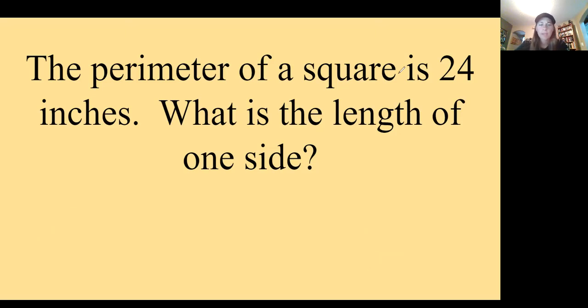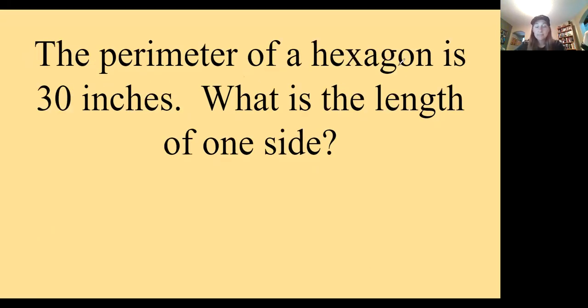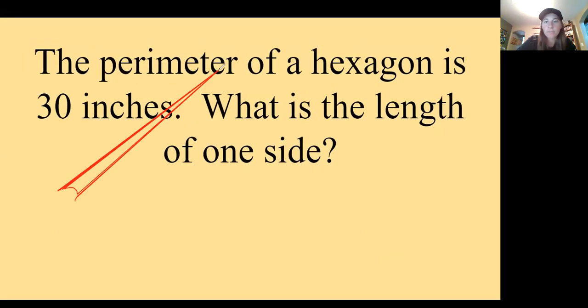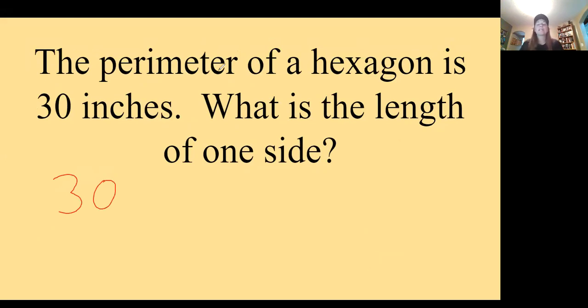Okay. The perimeter of a hexagon is 30 inches. What is the length of one side? The perimeter of a hexagon is 30 inches. Okay, so our perimeter is 30. And what's the length of one side? Hopefully you know how many sides a hexagon has.